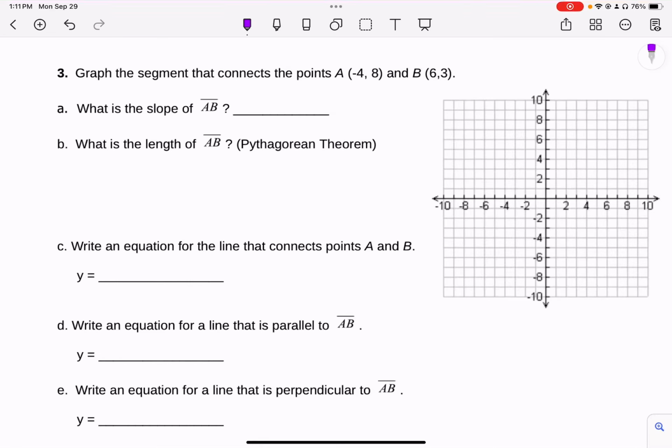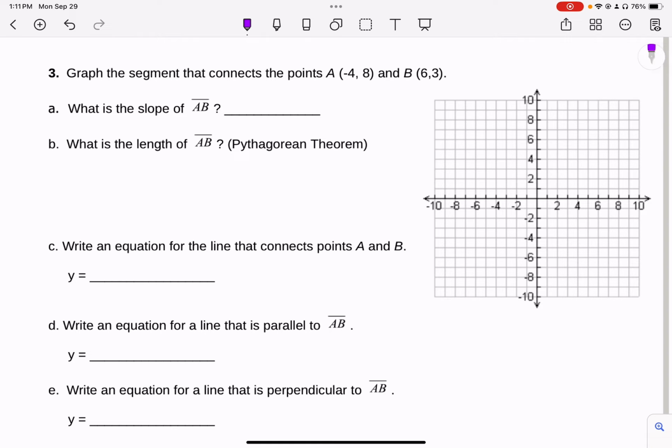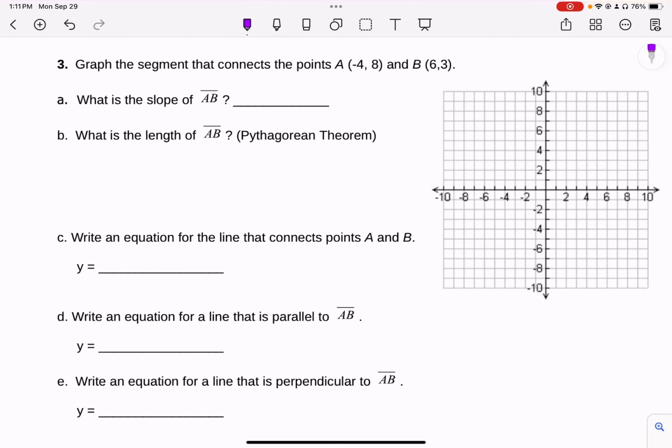Okay, so now we're on page number 2, question number 3. It says graph the segment that connects the points A (-4, 8) and B (6, 3). So first I'm going to put X and Y on my axis, and then think about these as X and Y, and then start graphing. So I'm going to -4 on the X, so that would be right here, and then up to 8 on the Y. So that would be up there.